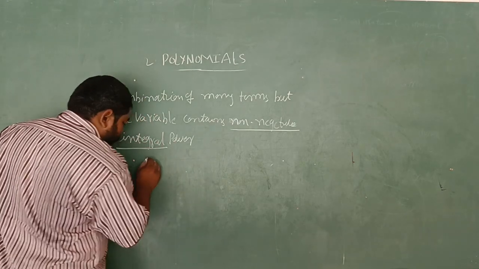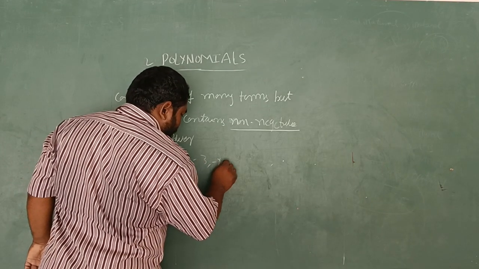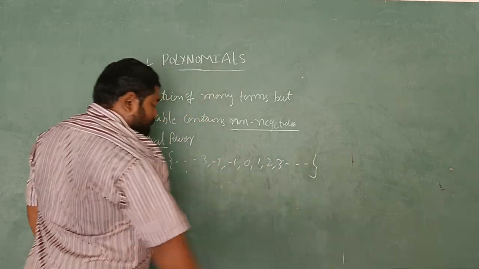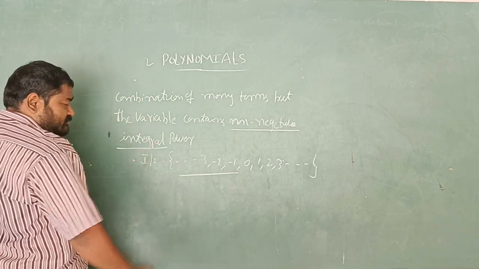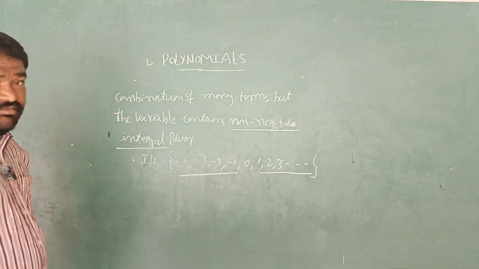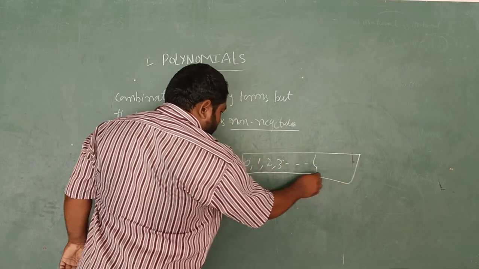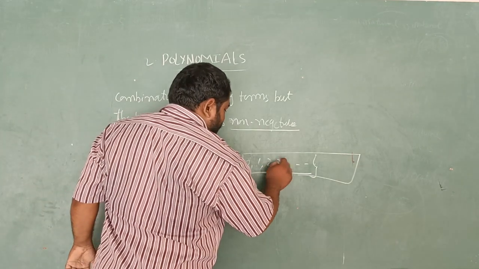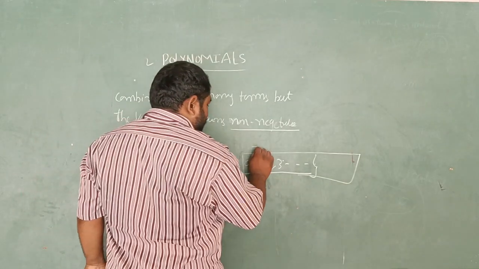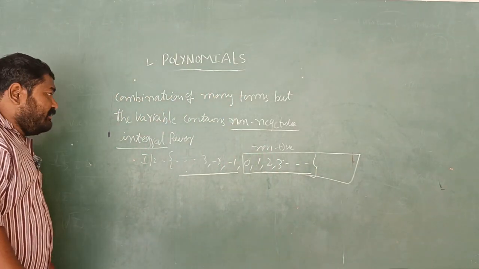Now what is non-negative integral? Integers are denoted by I or Z, which is equal to minus 3, minus 2, minus 1, 0, 1, 2, 3 and so on. The negative ones are the negative integers, and the positive ones are the positive integers. 0 is neither negative nor positive. But non-negative means from 0 to 1, 2, 3 and so on. These are called non-negative integers. That is the meaning of non-negative integral.